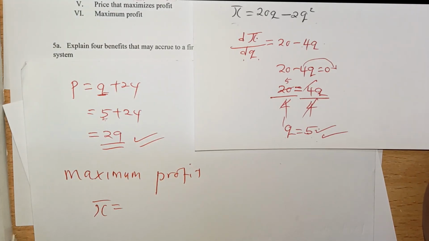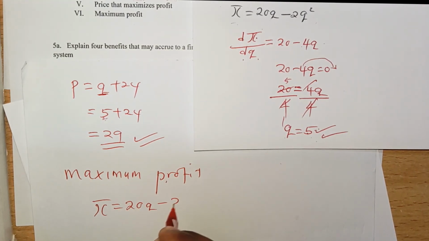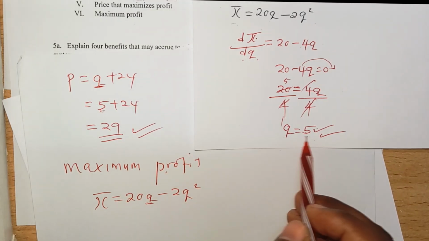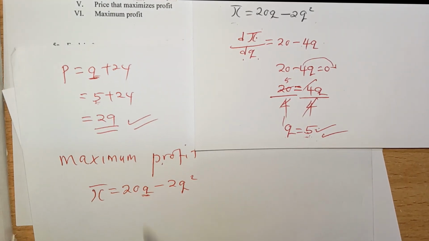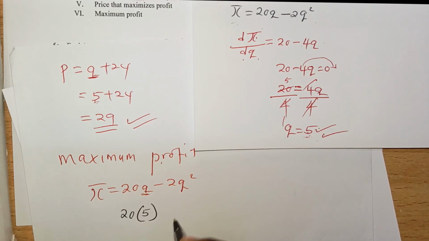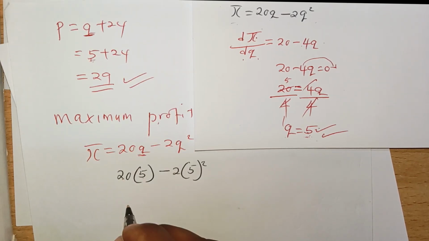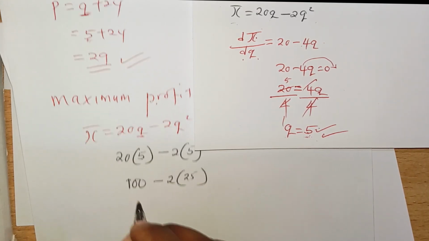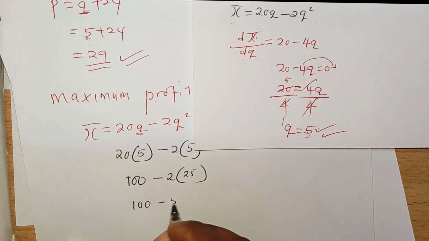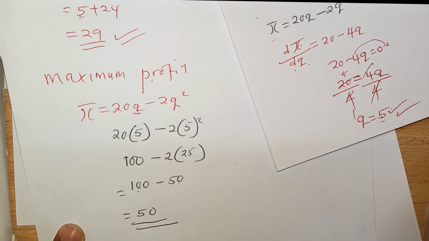Our profit function, let us repeat, is 20Q minus 2Q squared. We replace Q with 5, which is the quantity that maximizes profit. So here we are going to get 20 in bracket, we replace Q with 5, minus 2 in bracket, 5 squared. So 20 times 5 will give you 100, minus 2 times 5 squared, which is 25, so 2 times 25 gives you 50. So the maximum profit will be 50, because 100 minus 50 gives you 50. So that's how you solve that question.